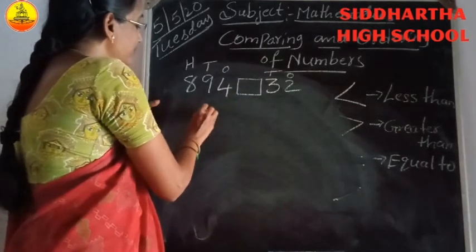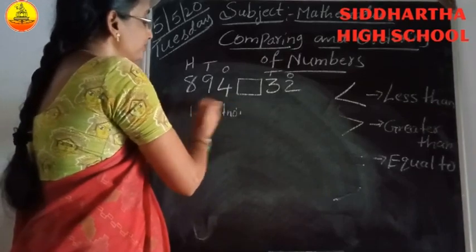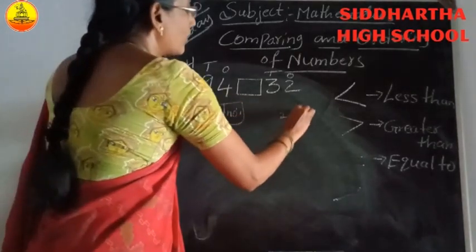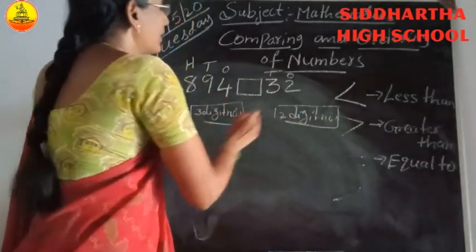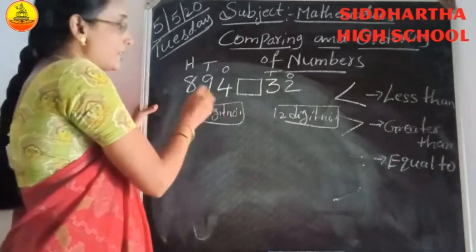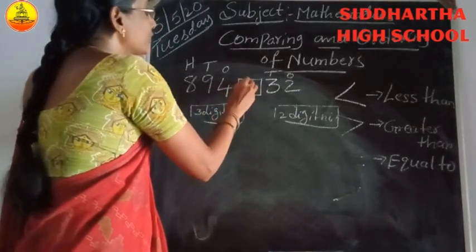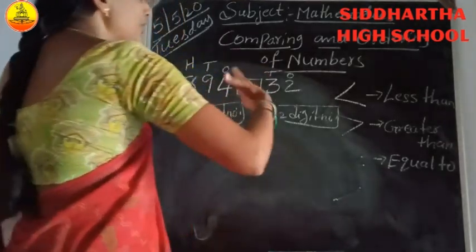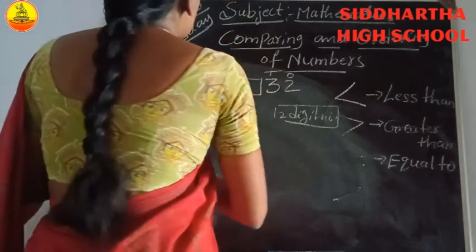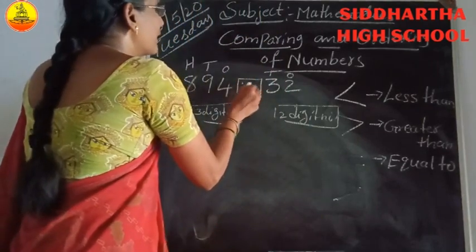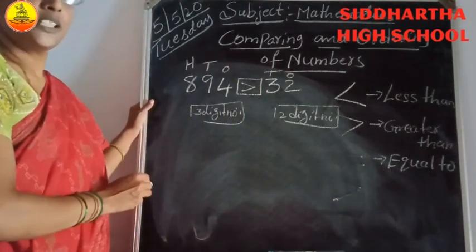Always, a 3-digit number is bigger than a 2-digit number. I told you already, the big number side is open. Otherwise you can think like this also: to open, you hold your hand like this and open like this, and catch like this. So you put 2 dots and 1 dot. So always the big number side is open.